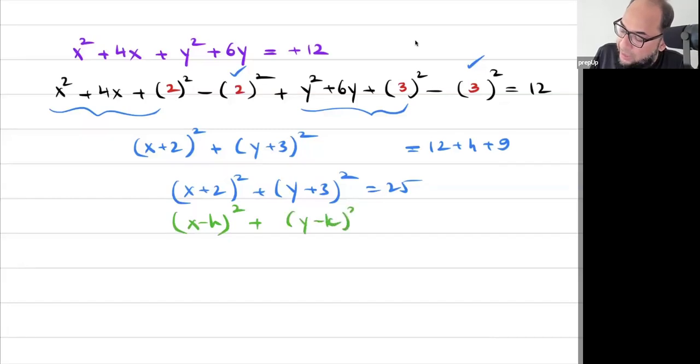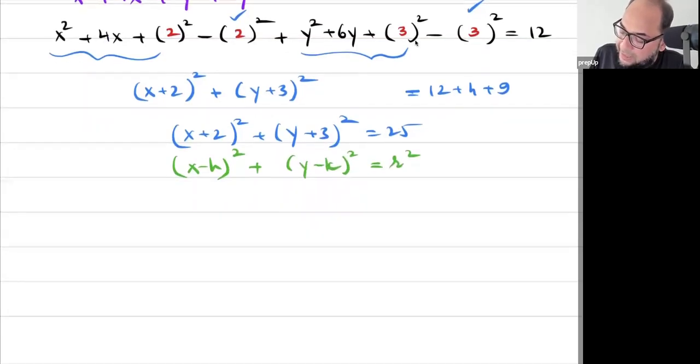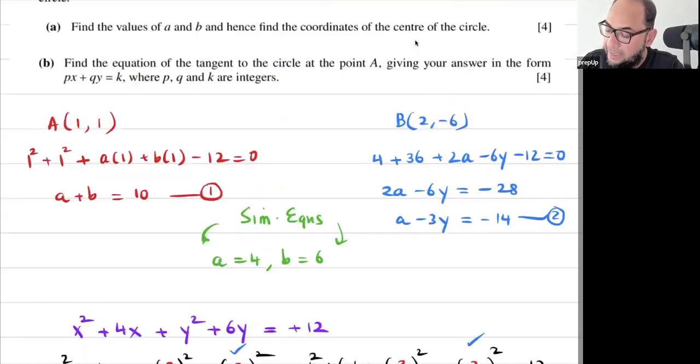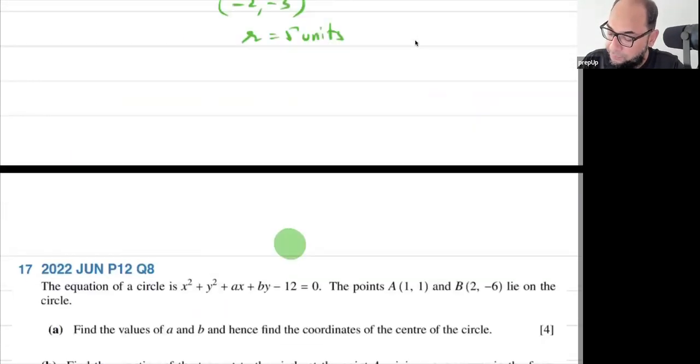y minus k whole square is r square. Therefore, the center is -2, -3, and the radius is 5 units. That is how you get this. Now let's move to the next part.